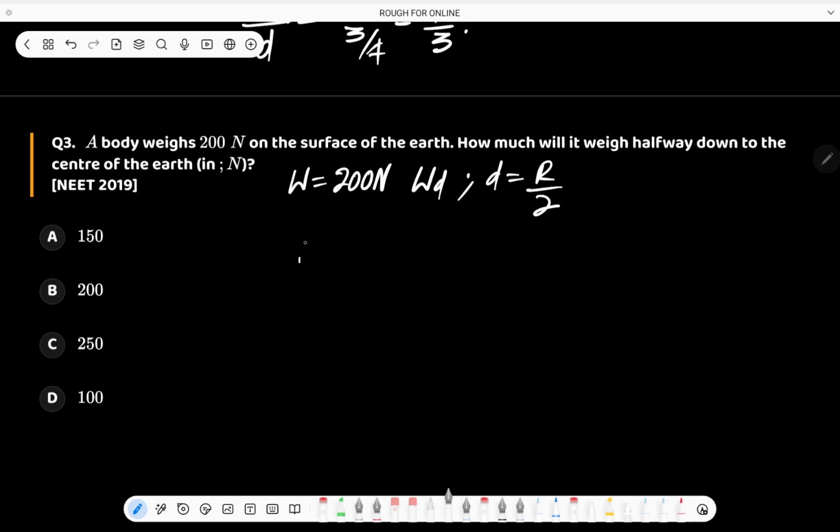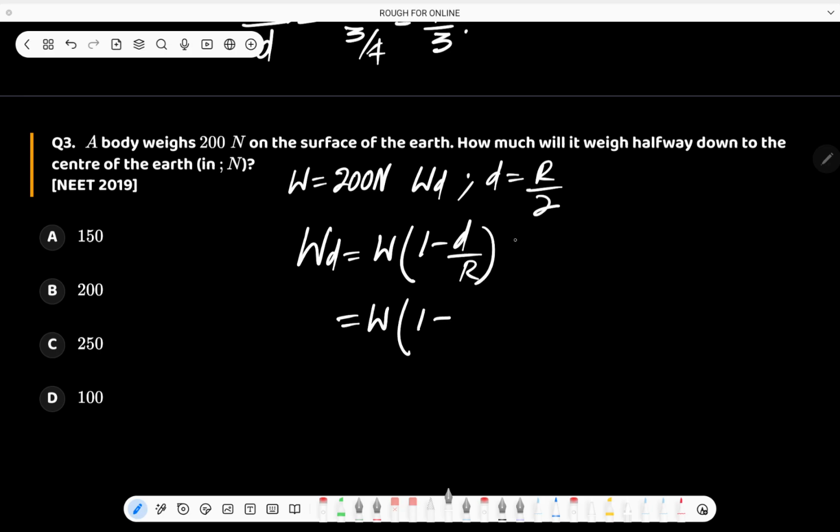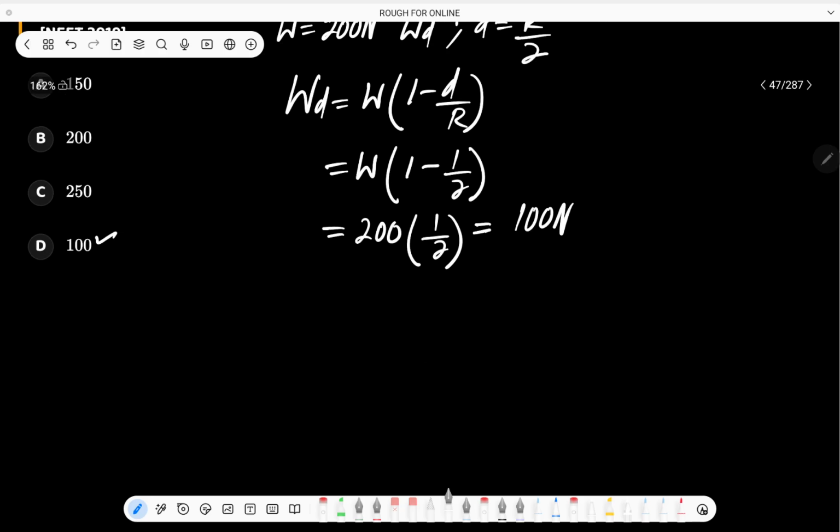So easily we can use this equation that W_d is equal to W multiplied by 1 minus d by R. Now it will be equal to W into 1 minus, what is this d? It is equal to R by 2. So d by R is obviously equal to 1 by 2. Let's put the value of W, that is 200. 1 minus 1 by 2 is 1 by 2. 200 divided by 2 is 100 Newton, which will be the answer to this question. Okay, so 100 Newton. Hope that this is also clear to you.